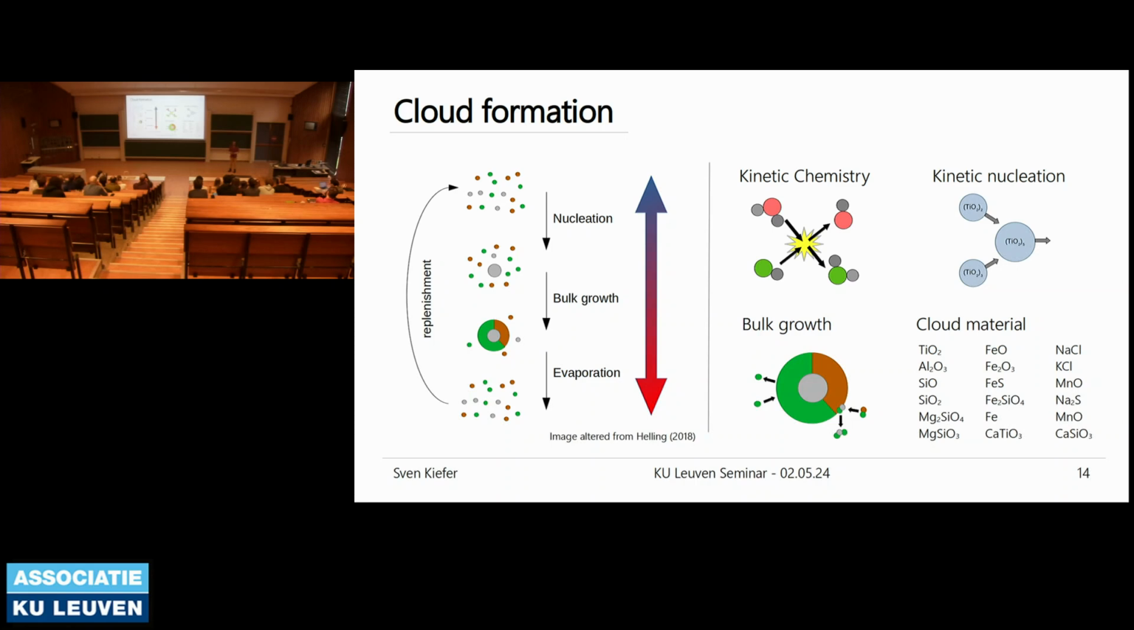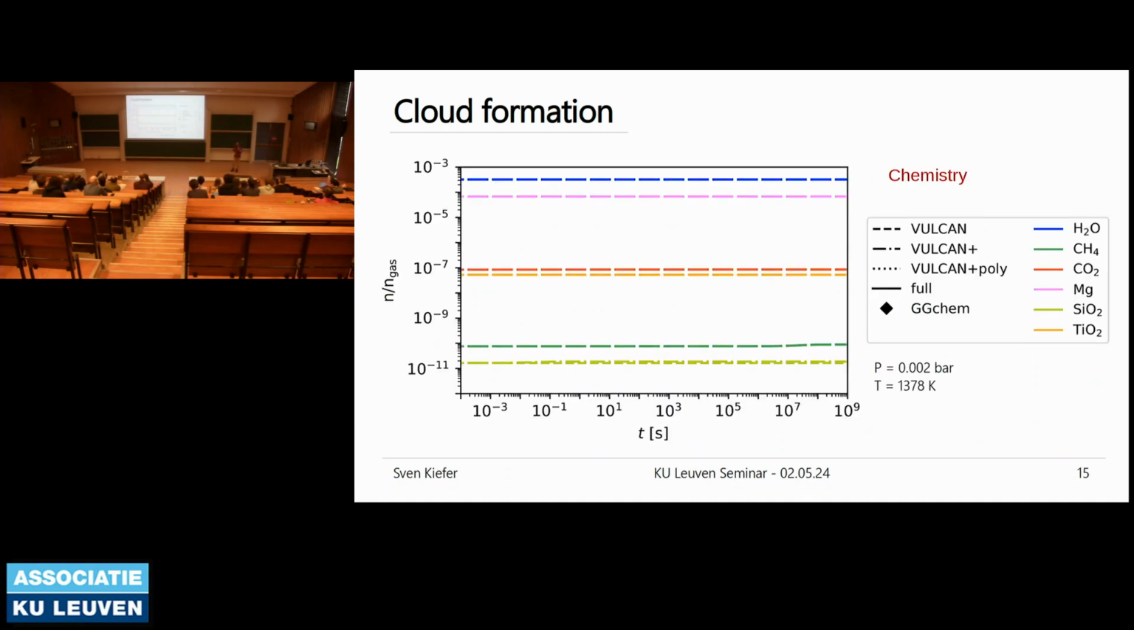Good. Now that we all have the basics of cloud formation in planets, and I explained a little bit more how we model the individual steps, let's look at an example. So this is, on the left, you can see the relative number densities. On the bottom, you can see time. And we always start on the left side in chemical equilibrium, and then we evolve it over time to the right side.